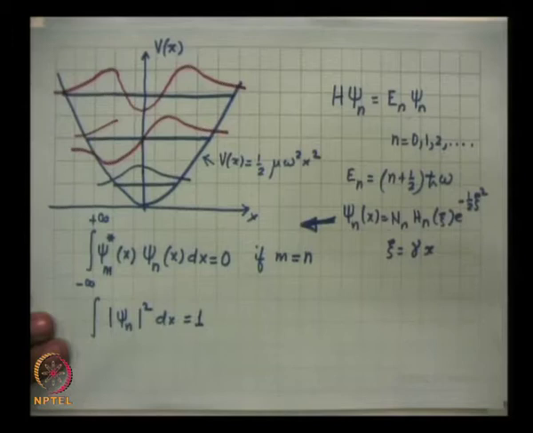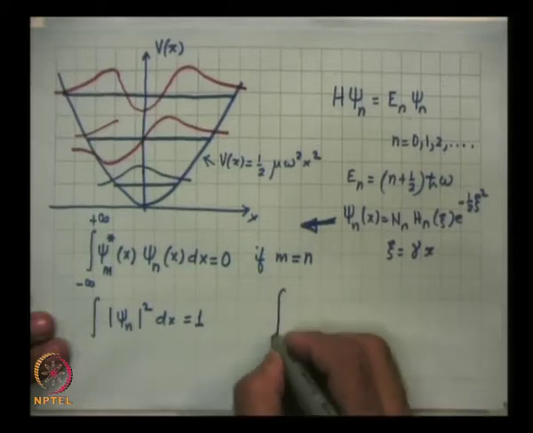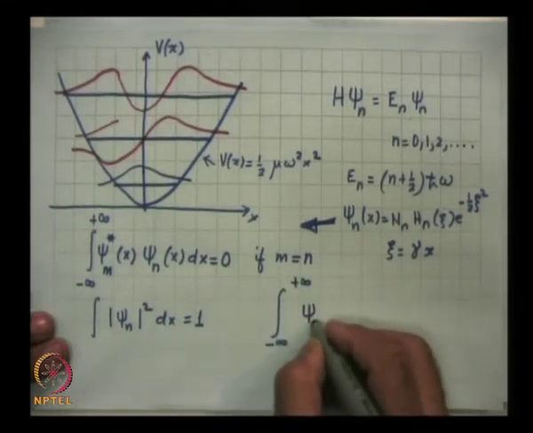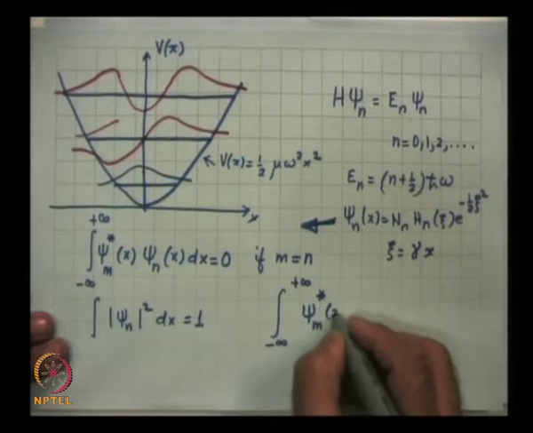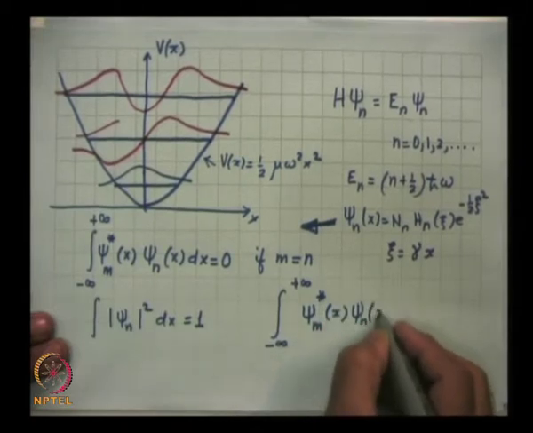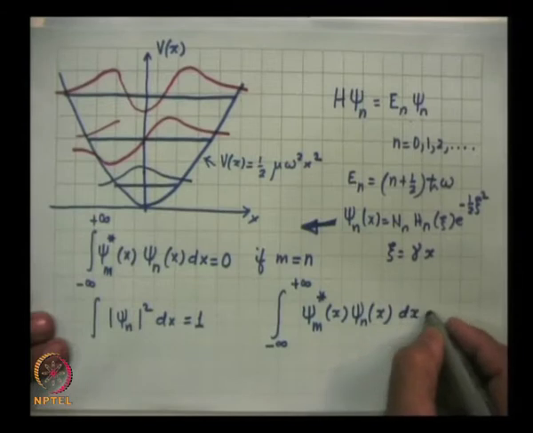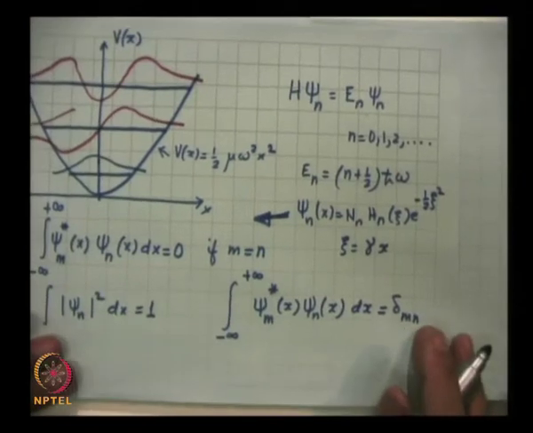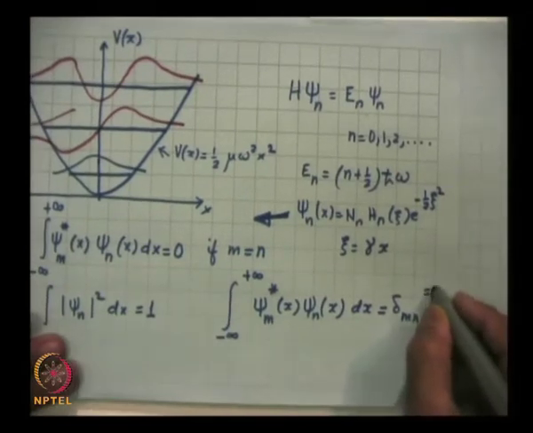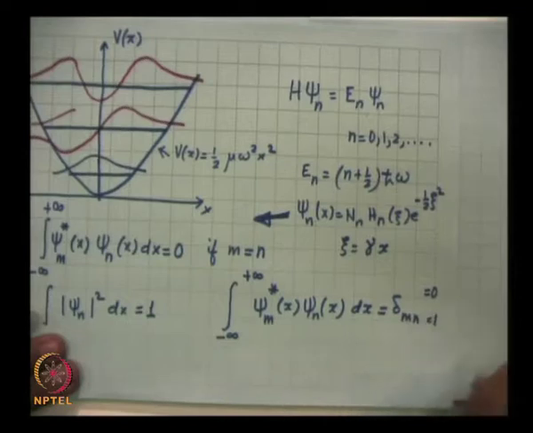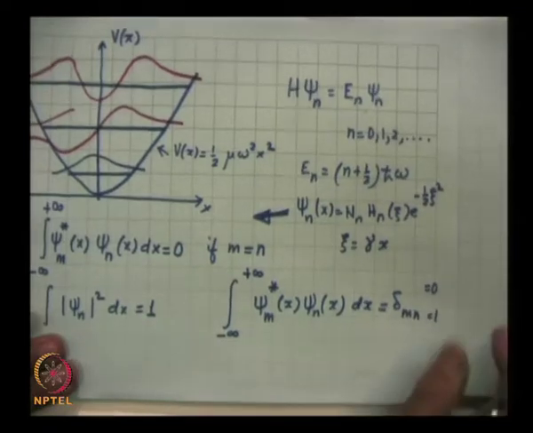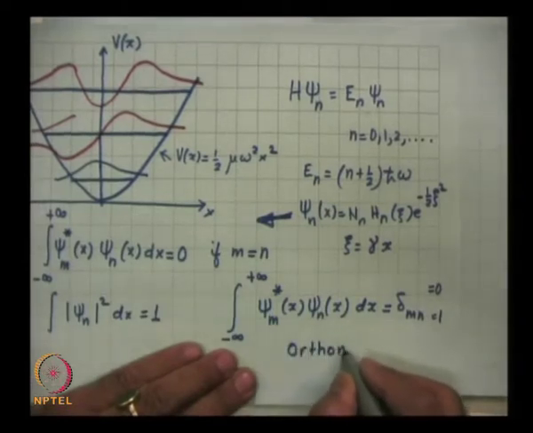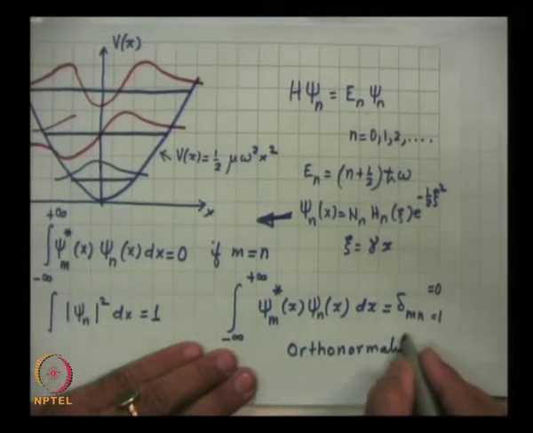And in fact, the N n are chosen in such a way that you have this condition: the integral from minus infinity to plus infinity of psi m star of x psi n of x dx is equal to the Kronecker delta. So, this is equal to 0 if m is not equal to n and is equal to 1 if m is equal to n. This condition is known as the orthonormality condition.